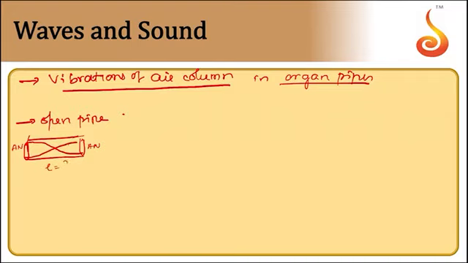So L is equal to lambda by 2. So frequency is V divided by lambda, which is V by 2L. That's right. So in this case, L is equal to lambda by 2, so lambda is equal to 2L. This is what is called the fundamental frequency or first harmonic.